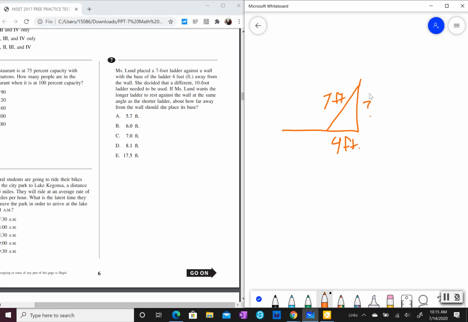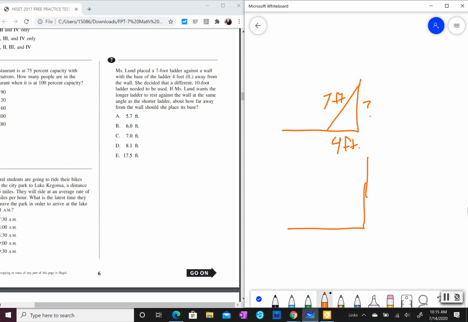It continues. She decided that a different 10-foot ladder needed to be used. If Miss Lund wants a longer ladder to rest against the wall at the same angle as the shorter ladder, about how far away from the wall should she place its base? So we've got the wall again, we've got the floor, maybe a little bit higher up on the wall. And notice this does not need to be pretty. It's not for anybody's eyes but my eyes as I try to figure out the problem.